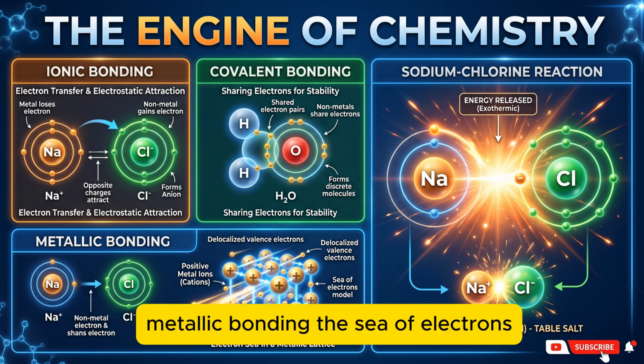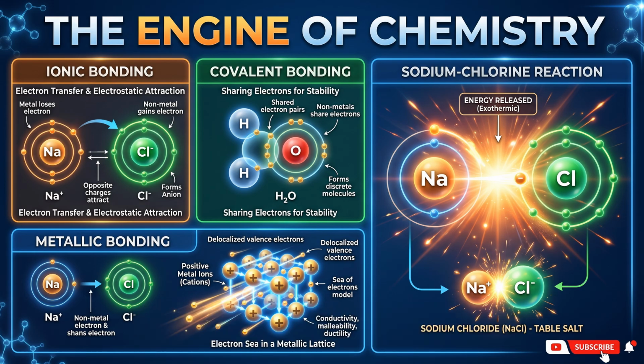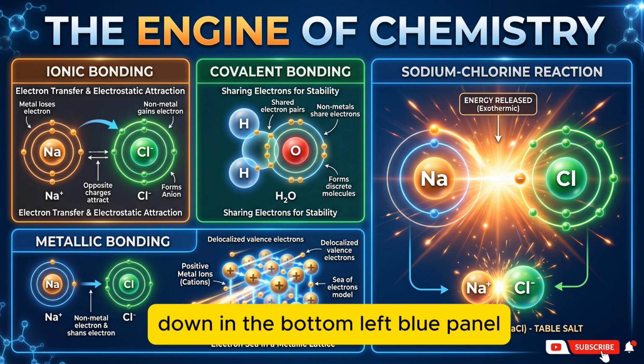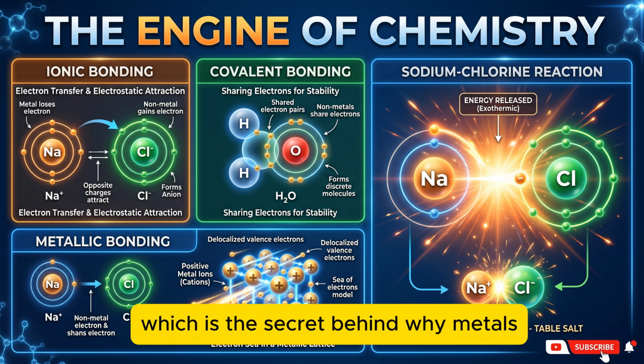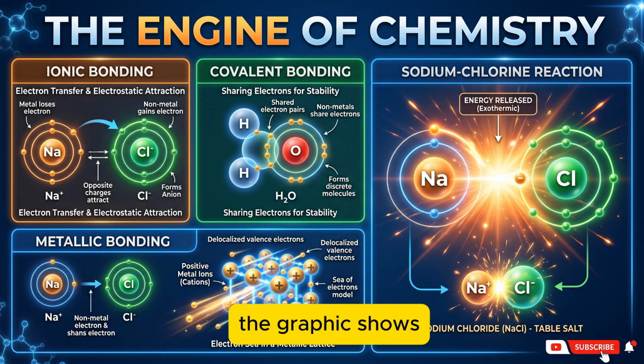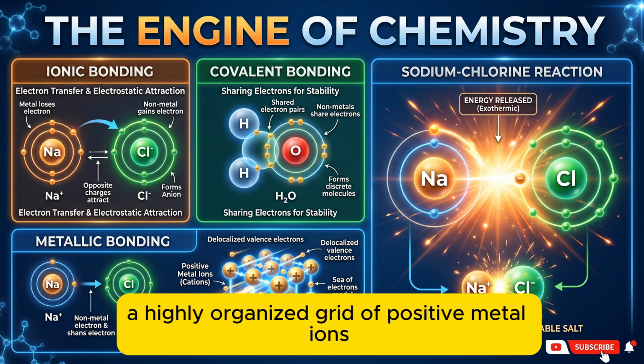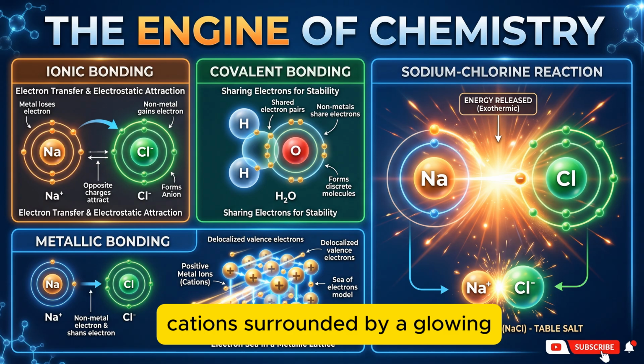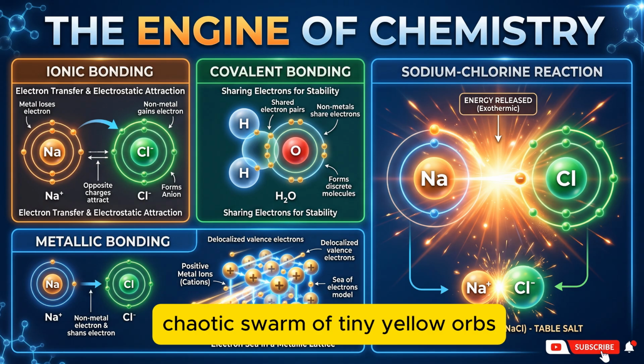Metallic bonding, the sea of electrons. Down in the bottom left blue panel, we explore metallic bonding, which is the secret behind why metals are so strong and conductive. The graphic shows a highly organized grid of positive metal ions, cations, surrounded by a glowing, chaotic swarm of tiny yellow orbs.